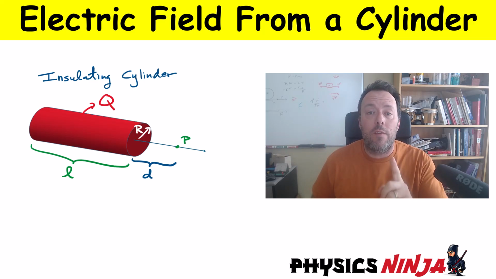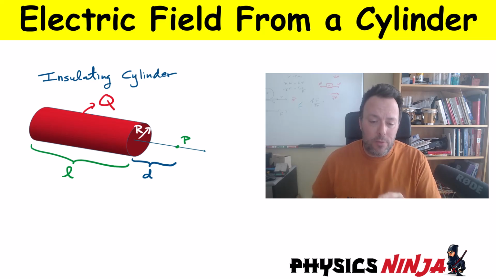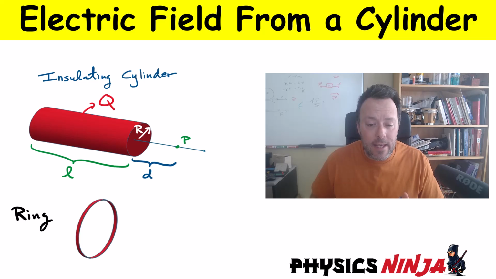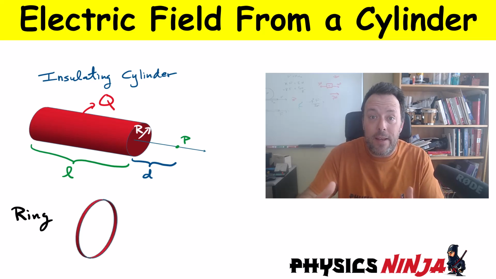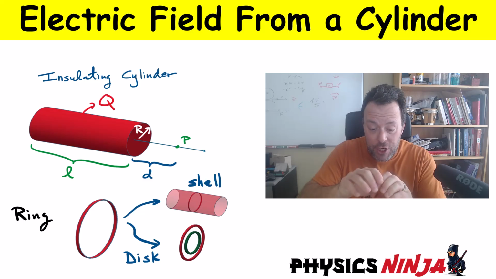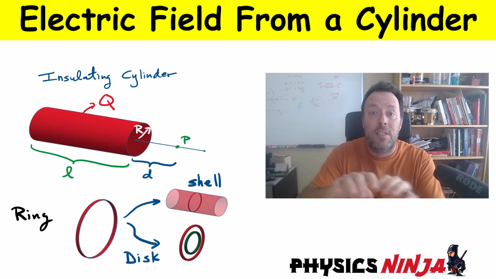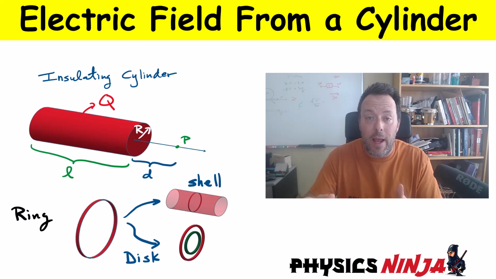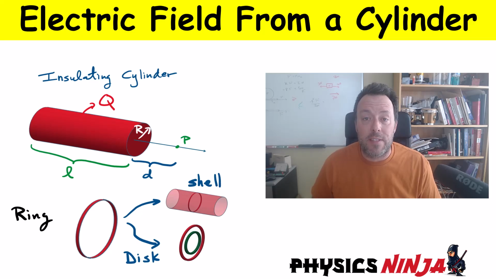Now, in order to solve this problem, I'm going to proceed two different ways. But we first have to be able to calculate the field produced by a ring. Once I know the field produced by a ring, I could do two things with that. I could either make a shell composed of a whole series of rings, or I can make a disk. And those are going to be my building blocks to calculate the total field produced by the cylinder.